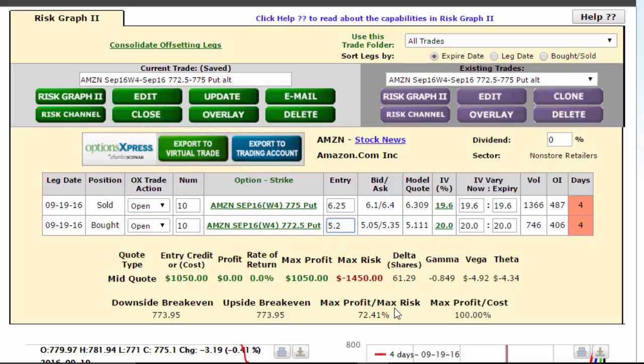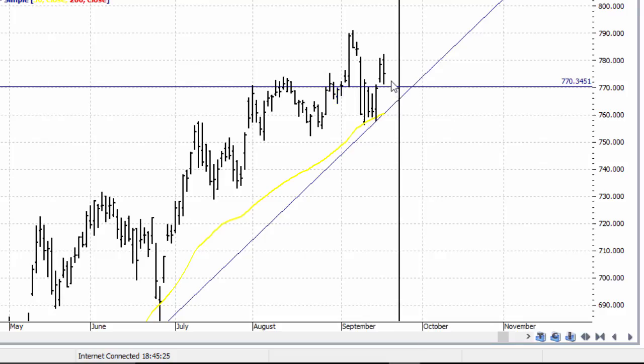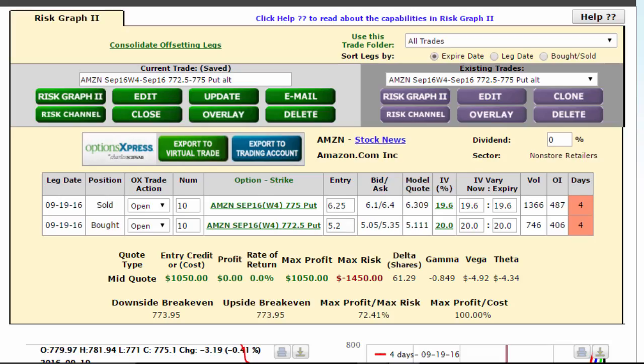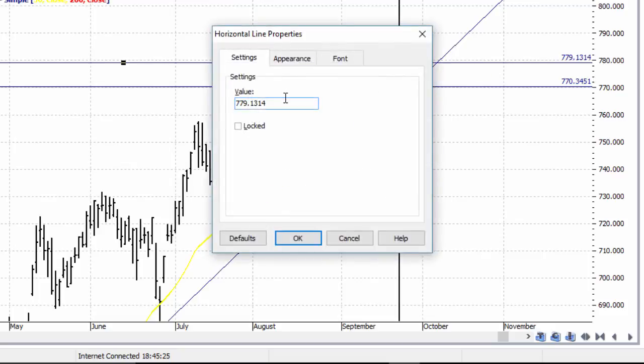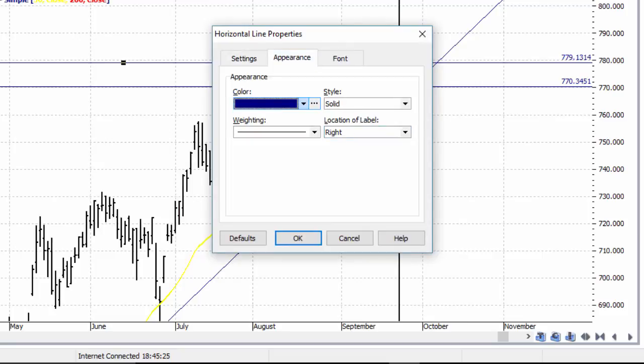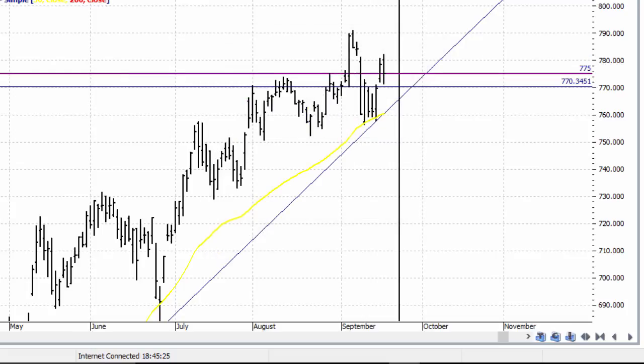I've sold a put on Amazon, and therefore I'm expecting Amazon to rise. Now which put have I sold? Well, you can see here it's a 775 put. So I'm expecting that the price of Amazon needs to be above 775. And 775, if I mark that here with a line on the chart, is going to be at around about, let's just get this right, 775. So this is the put option that I've sold. Let me also mark this in a different color. I'll mark it in purple and I'll make it a little bit thicker so you can see. So I've sold a 775 put.